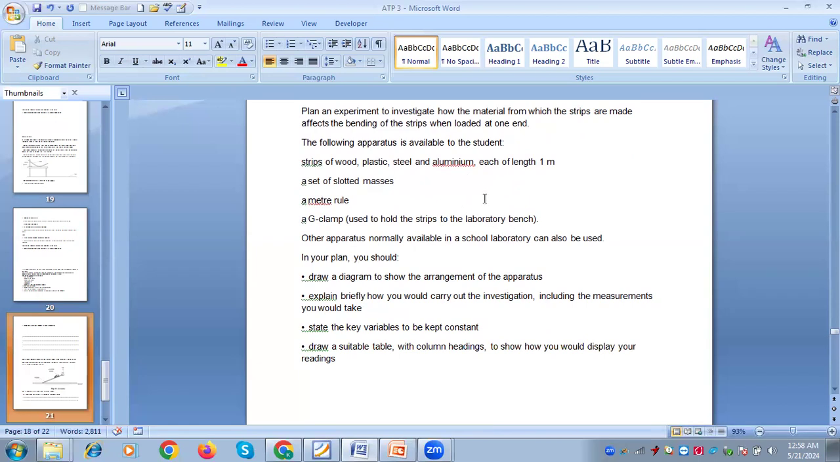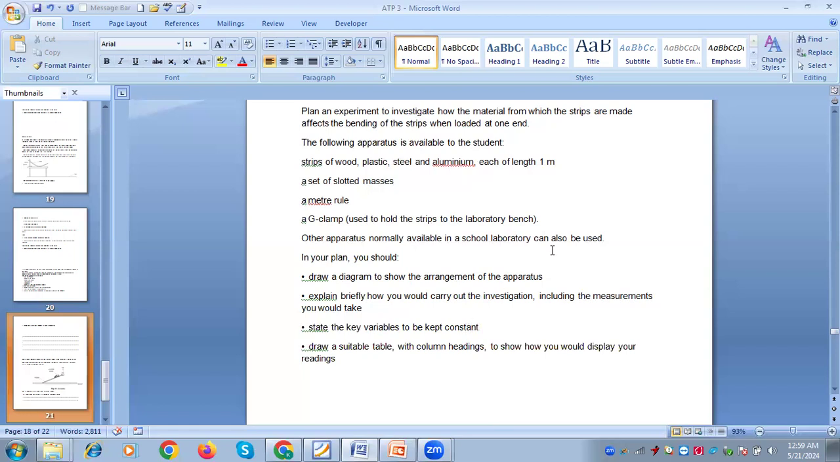So the relationship is between the masses which are hung and the type of the strip which will be used in every measurement. And a diagram to show the arrangement of the apparatus and how you will carry out the experiment, and state the variable which will be kept constant.